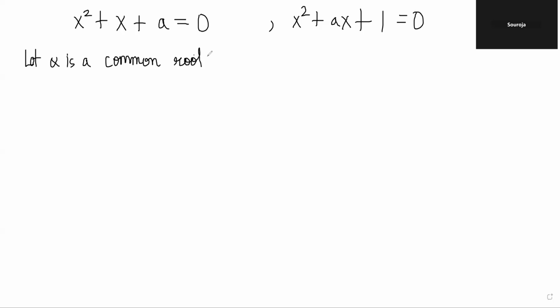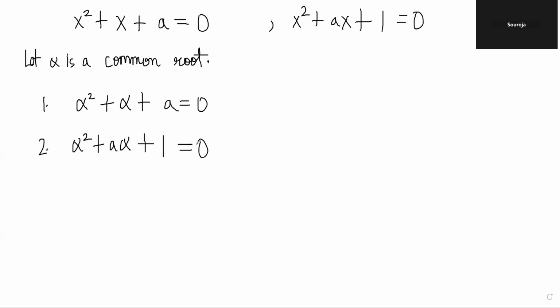Right. So in that case, we should be able to put alpha in both the equations and get two equations. Alpha square plus alpha plus a is 0, and the second equation is alpha square plus a alpha plus 1 is 0, right? And for the common root, we will follow our method. Our method is simple: solve for alpha, then solve for alpha square. In order to solve for alpha, I should eliminate the alpha square variable, right?